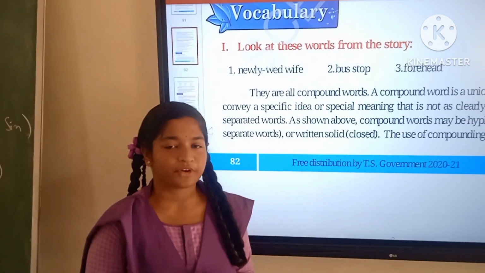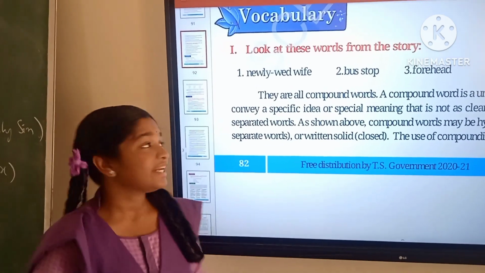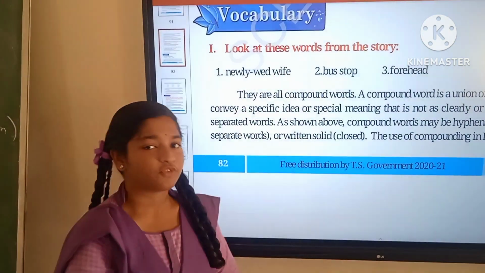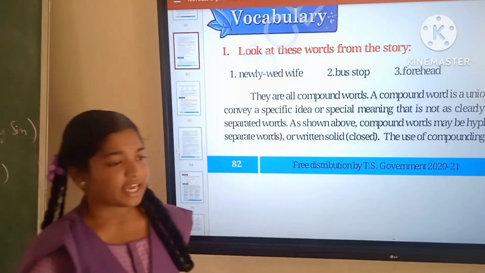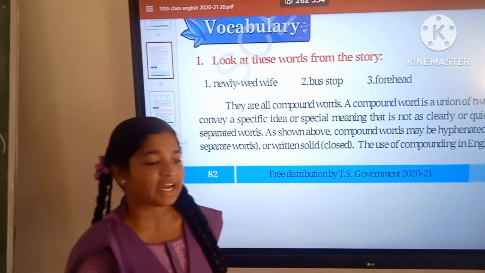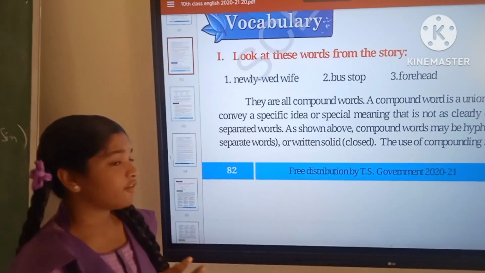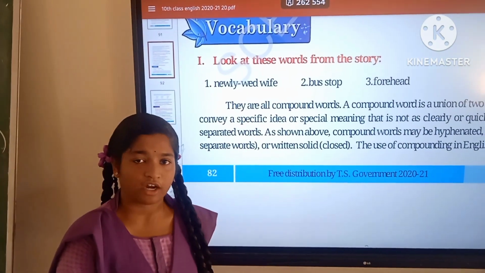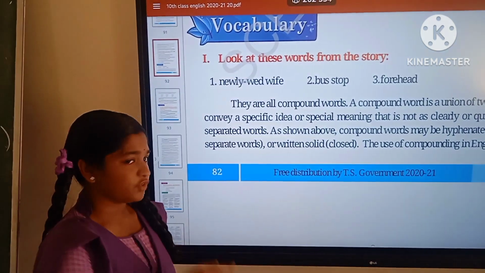We discuss compound words. In the story, we find newly-built, bus stop, and forehead. They are compound words. A compound word is a union of two or more words to convey a specific meaning that is not clearly or quickly conveyed by separate words.